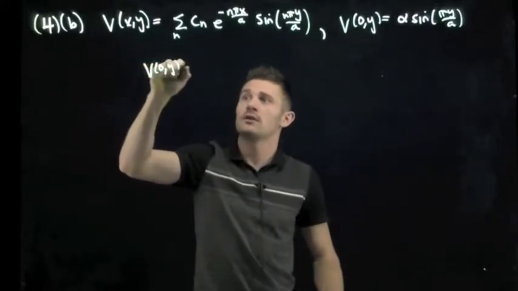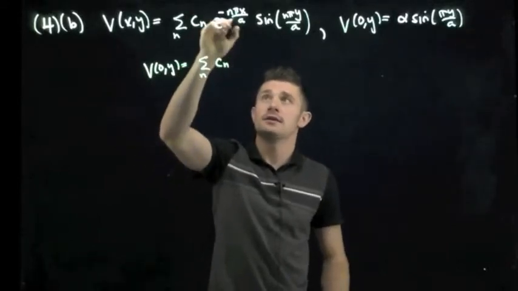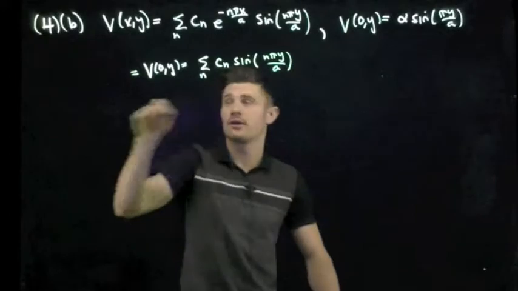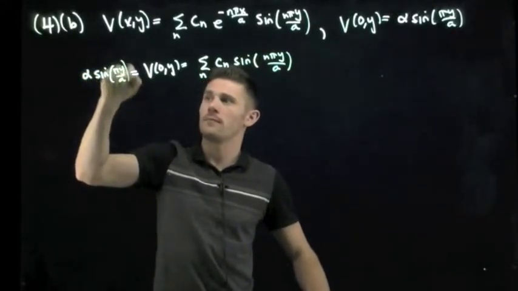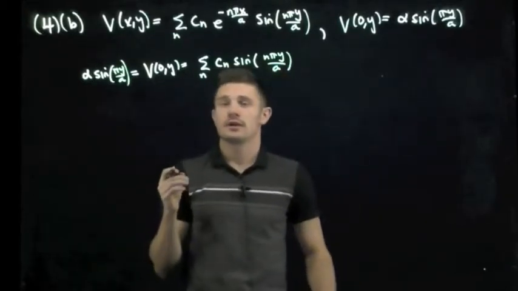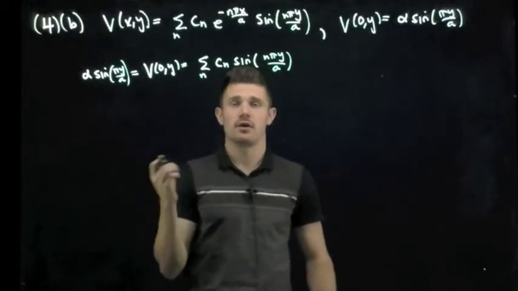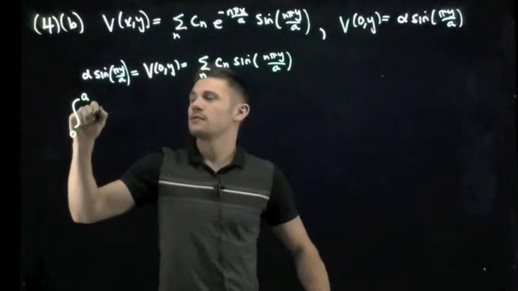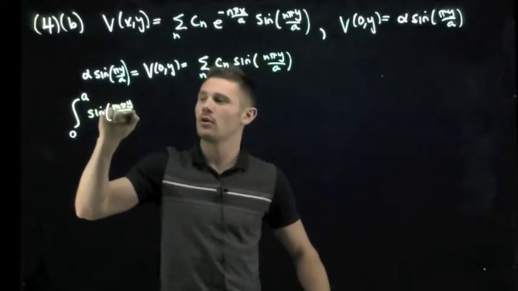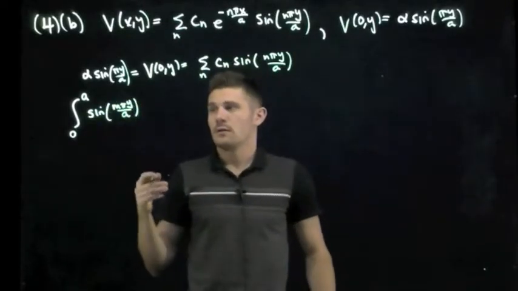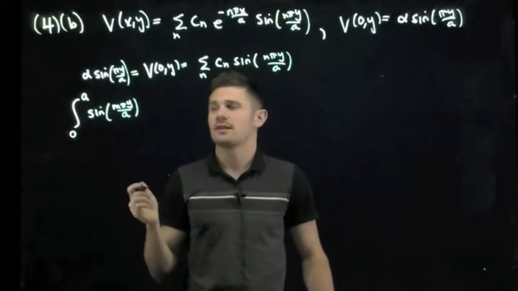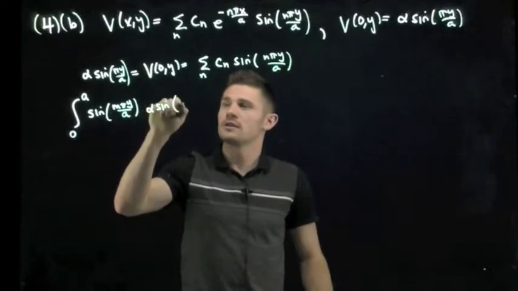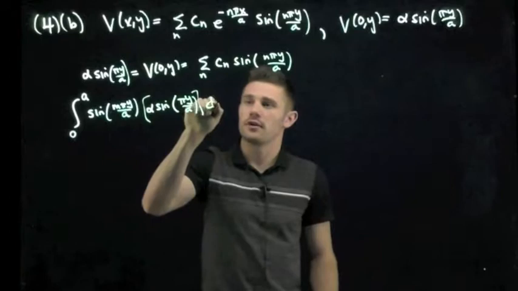So we have that v of 0, y, once again, is the sum for all n, cn, e to the power of 0, sine of n pi y over a, and then this is equal to alpha sine pi y over a. So now the Fourier trick, as Griffith likes to call it, we can accomplish this by multiplying both sides by some sine term that's dependent on m instead of n, and then we integrate over some boundaries. So we're going to set this up so we have the integral from 0 to a of some sine of m pi y over a, where m is just some constant, some integer value that we choose in order to make this sine function orthogonal to our potential, sine pi y over a, and then integrate over that dy.